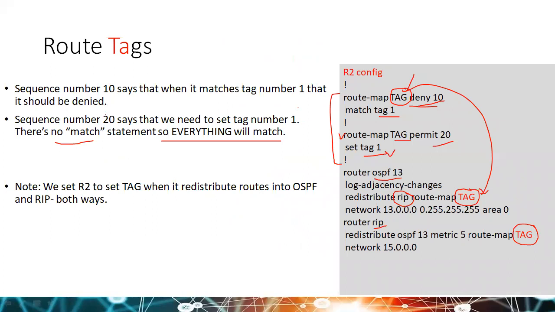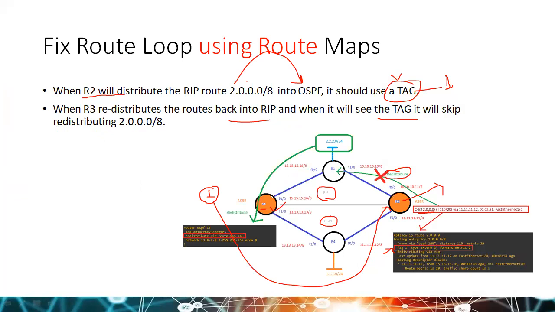So it is important that first you create two route maps, one with the deny statement, another with the permit statement. Anything that matches tag 1 will be denied, and if there is no match statement, everything will be matched and mapped to tag 1. So R3 cannot skip or bypass this rule. Anything which R2 has redistributed, R3 cannot redistribute back into RIP.